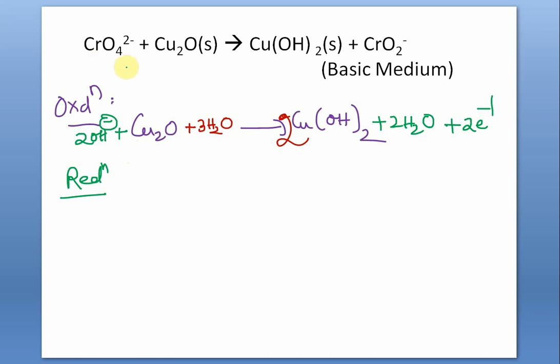Reduction, undoubtedly: chromate ion has been reduced to chromite ion, because here this is +6, here it is +3. Chromite ion is in the cheating form, I mean in a very casual form. The actual formula is Cr(OH)4 minus, but often we write a shortcut formula, CrO2 minus, that is chromite ion, where chromium is +3. So here is a reduction, +6 to +3.